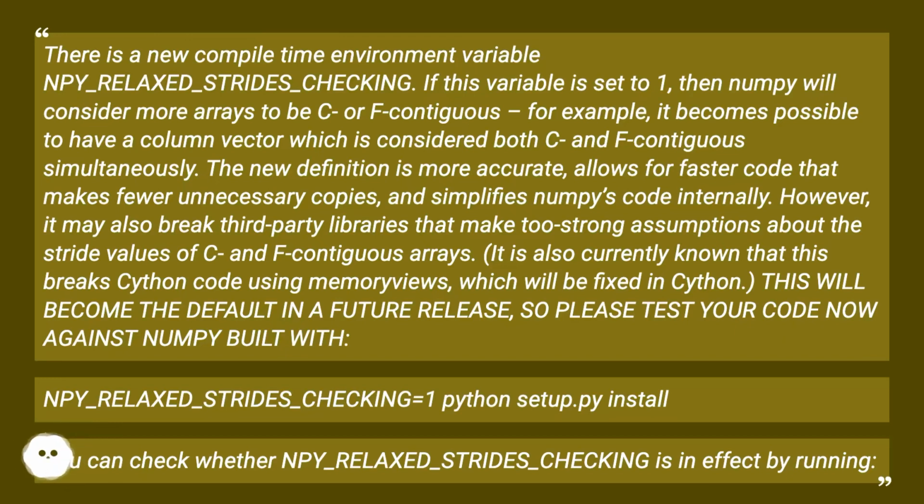However, it may also break third-party libraries that make too strong assumptions about the stride values of C and F contiguous arrays. It is also currently known that this breaks Cython code using memory views, which will be fixed in Cython. This will become the default in a future release, so please test your code now against numpy built with NPY_RELAXED_STRIDES_CHECKING=1 python setup.py install.